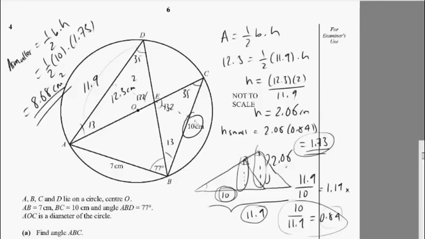You could do it using the sine rule, the cosine rule, or find the height of this, or find the height of this, and then do base times height. You can do it like that, but the question asks for proportion.